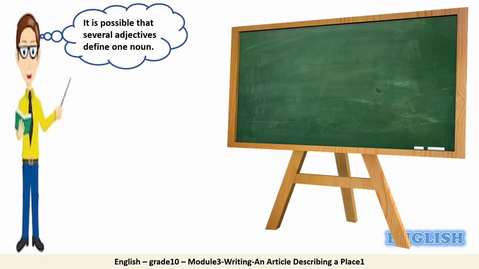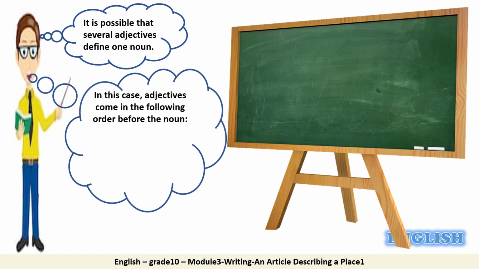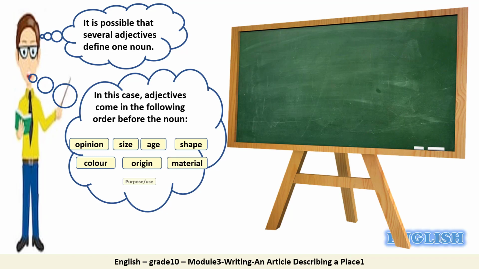It is possible that several adjectives define one noun. In this case, adjectives come in the following order before the noun. We start with the opinion, then size, age, shape, color, origin, material, and purpose or use. Now have a look at this example. A big square wooden table. Try to identify the parts of speech and the order of the adjectives in this sentence.